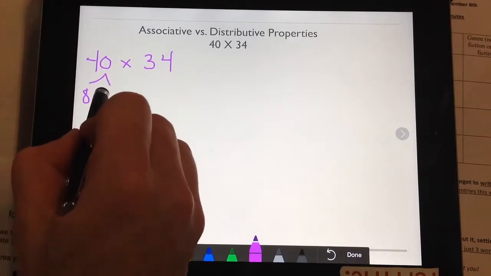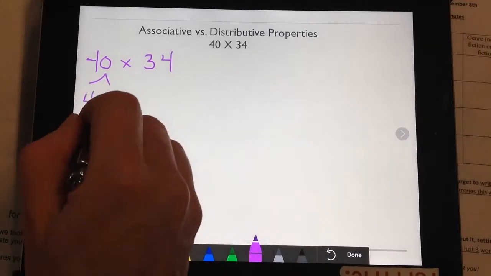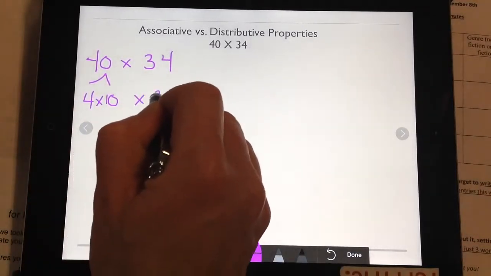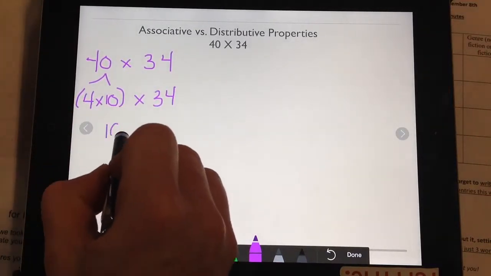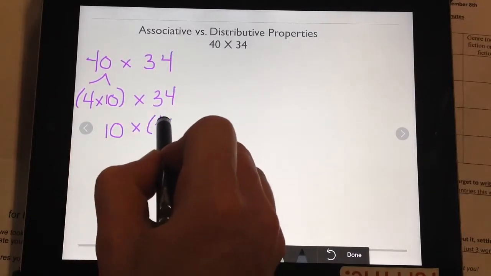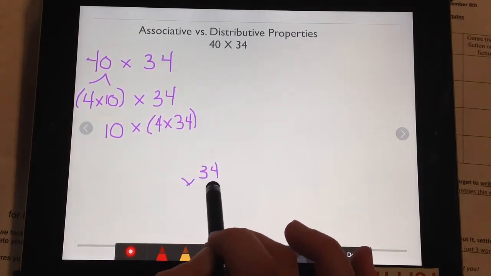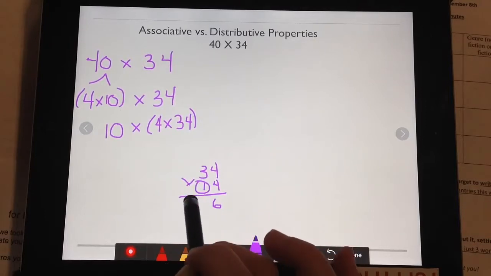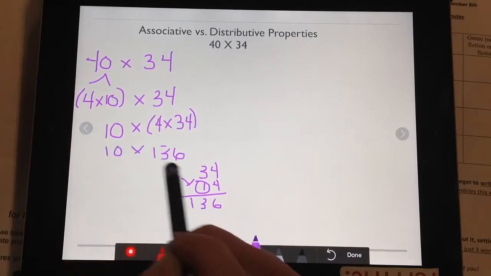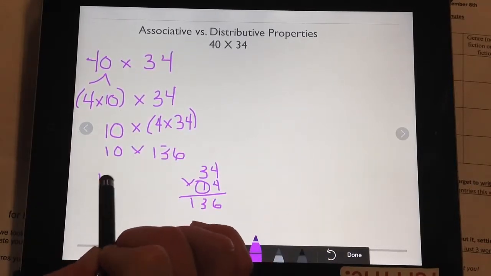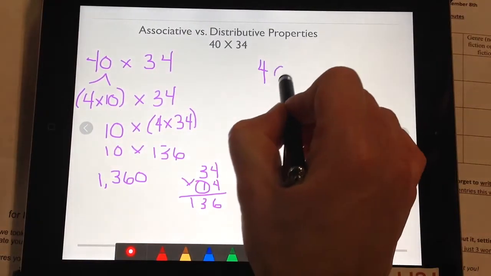Associative, we break down that 10, it's not 8, 4 times 10 times 34. Parentheses here. We're going to move our parentheses, keep our 10, and do 4 times 34. We know that 34 times 4 can be multiplied out. It'd be 136. If we do that times 10, we know we shift everything to the left. It's 1,360.